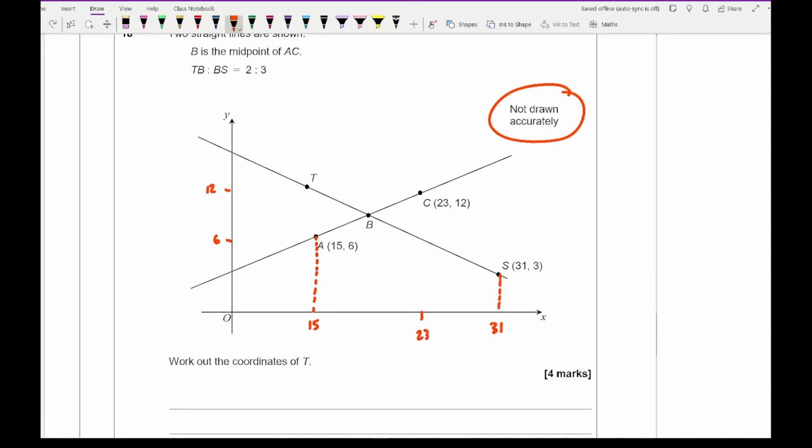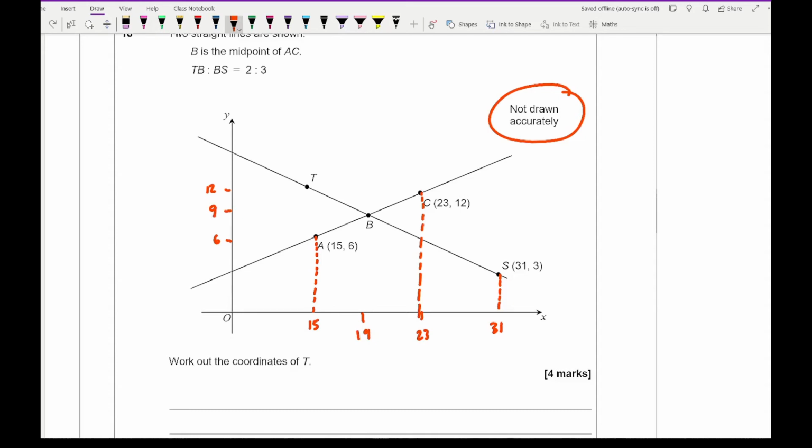Now we know in terms of this that B is the midpoint of AC. So from this we can then work out what the coordinates of B are going to be. So the middle value between 15 and 23 is going to be 19, and the middle value between 12 and 6 is 9. So I can then work out what that distance there is.